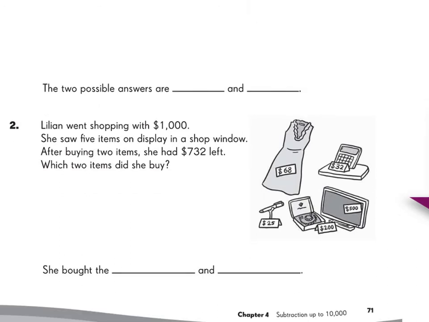Okay, I'm going to set this up like any other word problem that I work on. So I'm going to start by marking numbers green. Shopping, so that's money. There's the dollar sign. 5 items on display in a shop window. 5 is a number, but I'm not sure it's really going to play into adding and subtracting over here. Let's see, after buying 2 items, she had 732 left.